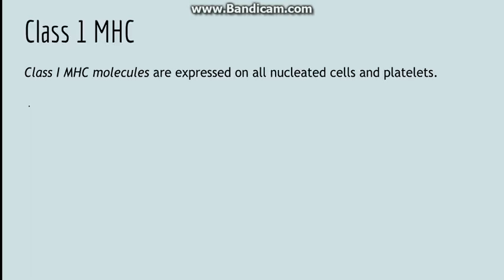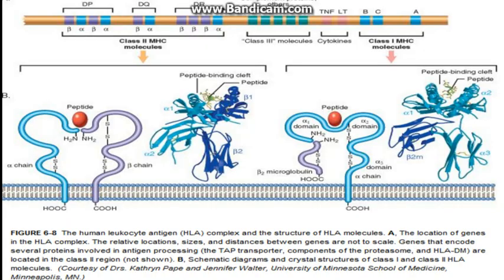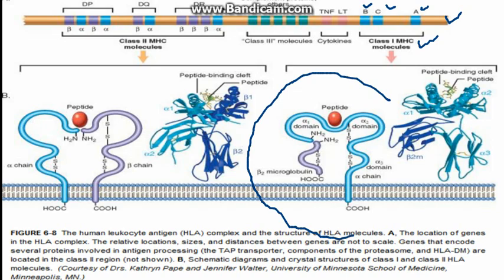Firstly, the class 1 MHC molecules. They are mainly present on all nucleated cells of the body and the platelets. Here in this picture, we can easily see this is chromosome number 6 and there are gene loci present which are A, C, and B. The ABC loci are responsible for encoding the class 1 MHC molecule, and this is the structure of a class 1 MHC molecule.